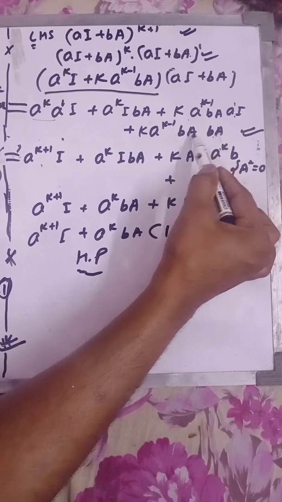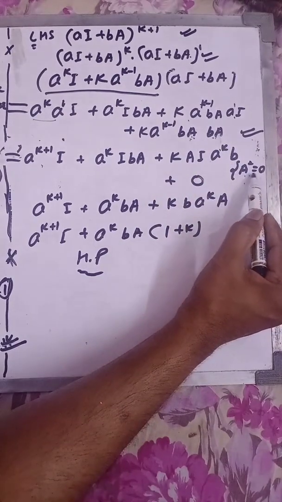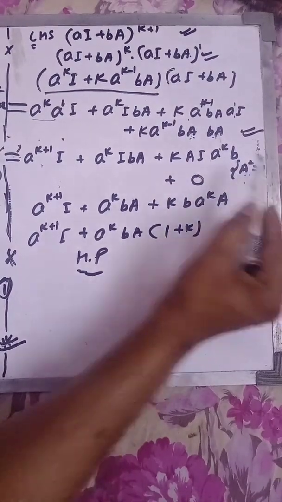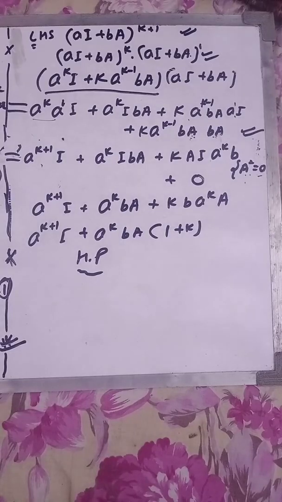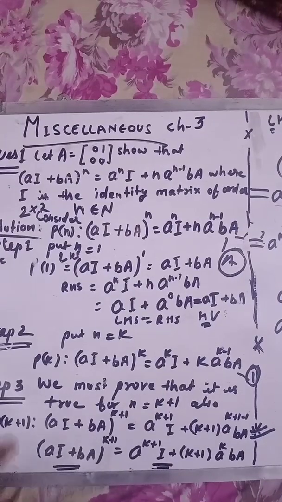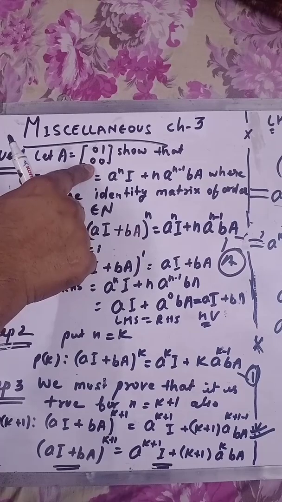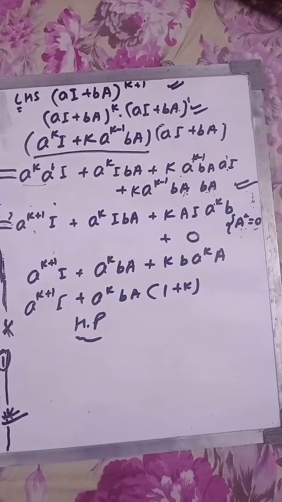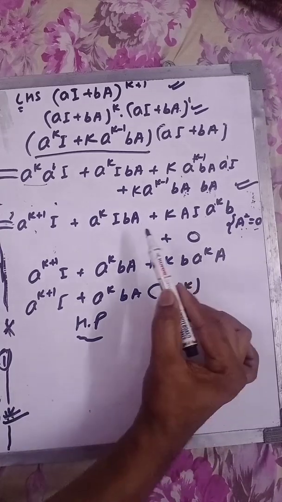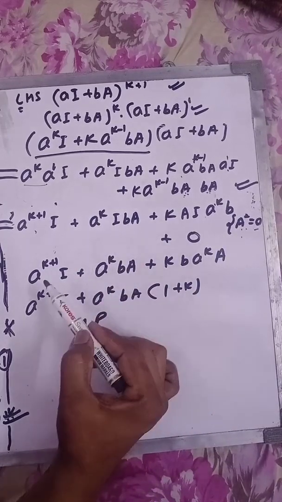When you multiply this, you will get a square, but the value of a square is 0. When you multiply this matrix which is given to us, this matrix A, and you find out a square, you will get 0. So in place of this, I am putting 0. After solving, you will get this term.